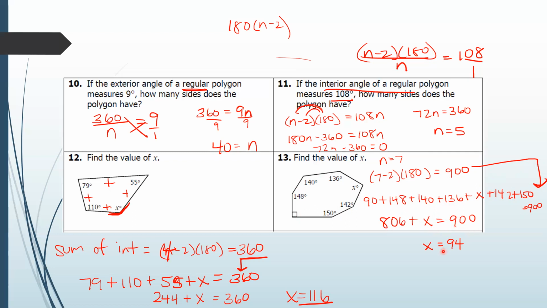Subtract 806 from both sides, and that's where the 94 comes from. So this kind of looks like a 90-degree angle, right? It's only 4 degrees bigger than that. So definitely you can't look at it and just guess, because you can't just say, oh, it's 90, that looks right. No. Use the numbers, use the equations to make sure that you got that.